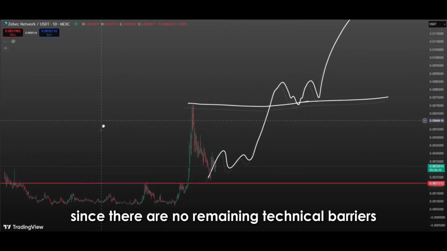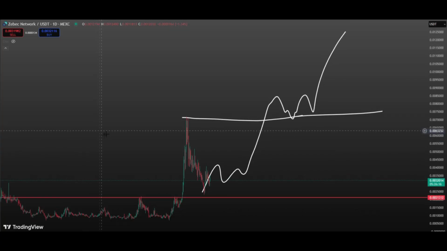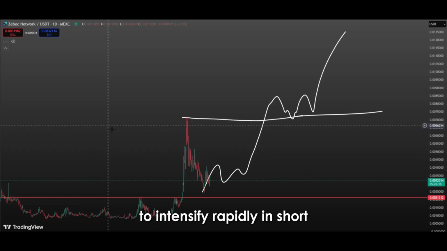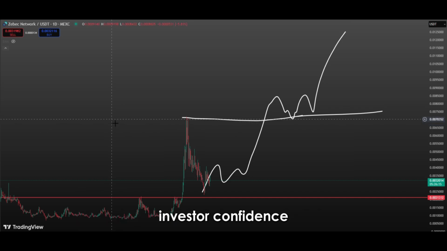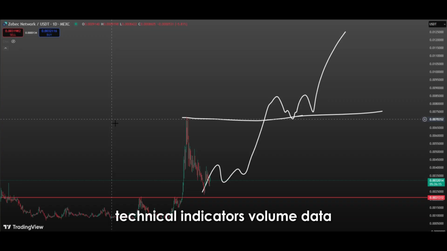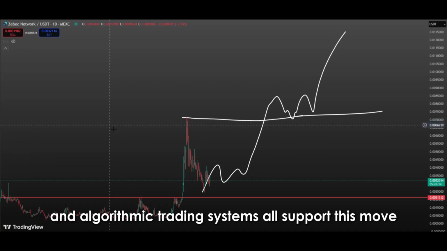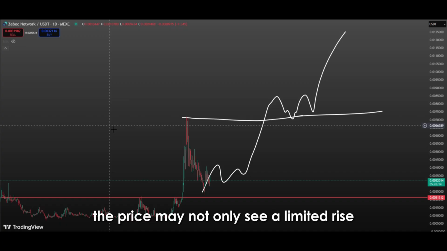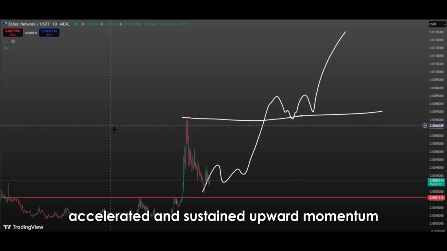Since there are no remaining technical barriers, investors begin acting solely based on expectations. This can cause speculative upward moves to intensify rapidly. In short, surpassing this historic level can both increase investor confidence and be interpreted as the beginning of a new trend. Technical indicators, volume data, investor psychology, and algorithmic trading systems all support this move. In such a scenario, the price may not only see a limited rise, but could demonstrate a strong, accelerated, and sustained upward momentum.